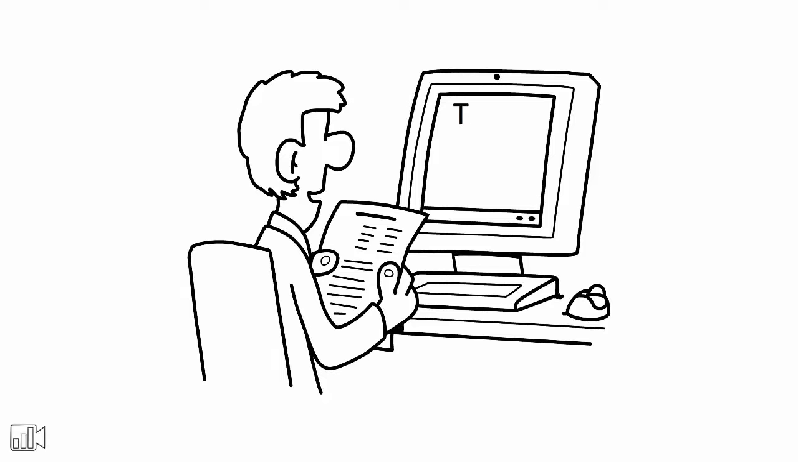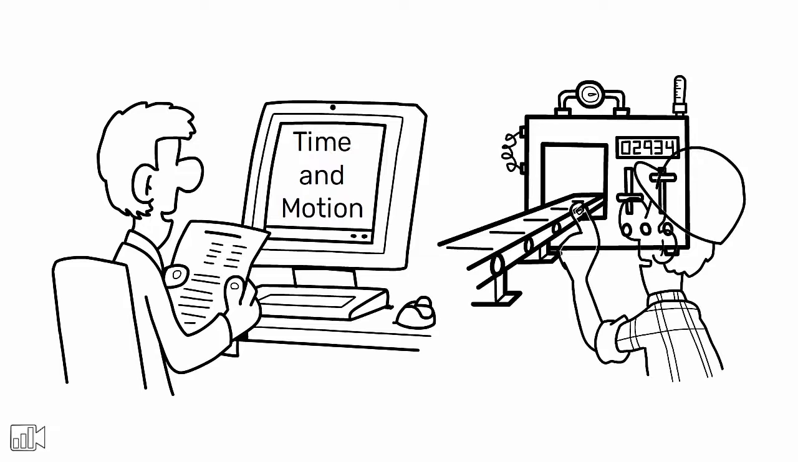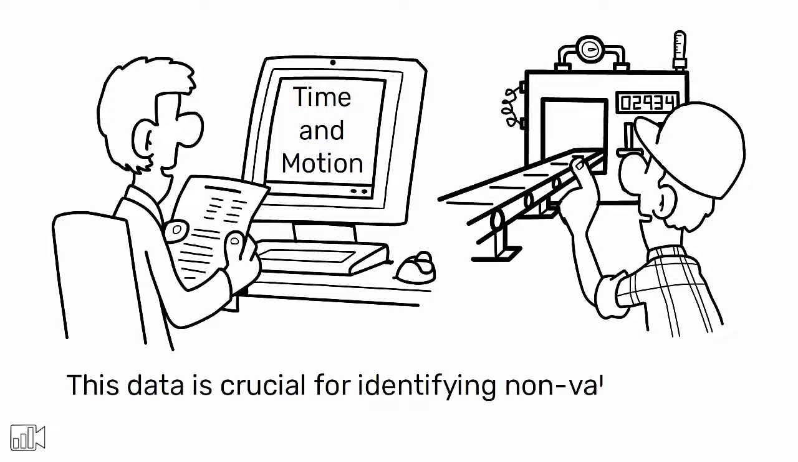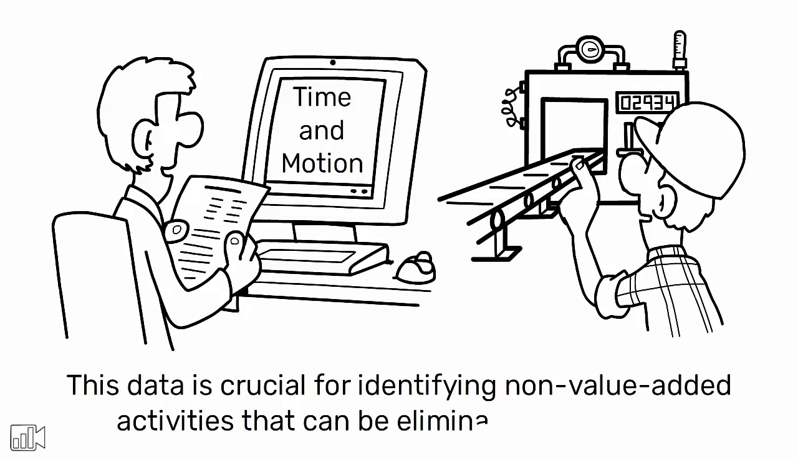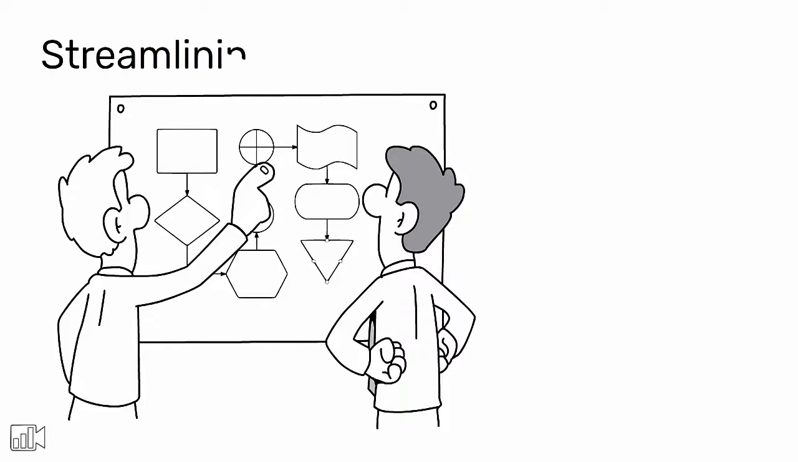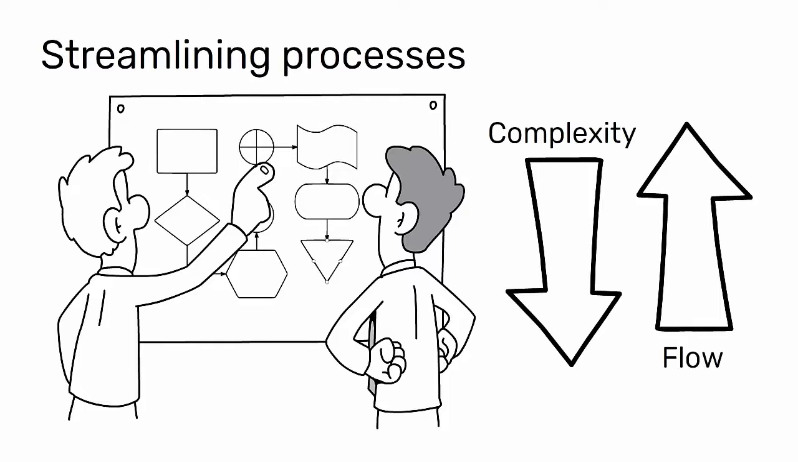One of the key contributions of an industrial engineer in a lean context is to conduct time and motion studies to understand the current state of manufacturing processes. This data is crucial for identifying non-value-added activities that can be eliminated or reduced. They also play a significant role in work simplification, which involves streamlining processes to reduce complexity and improve flow.